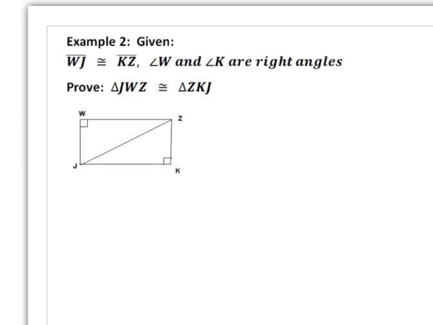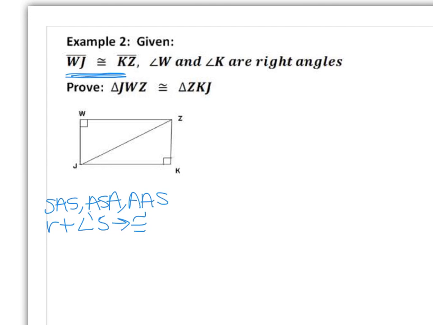Okay, let's look at this next proof. So this is where I have to kind of map out my thoughts. Anytime you have right angles, we've got to look: is it going to be side, angle, side, or angle, angle, side? What would be needed for that? Well, you would first say they're right angles. Then you would say they're congruent because all right angles are congruent.